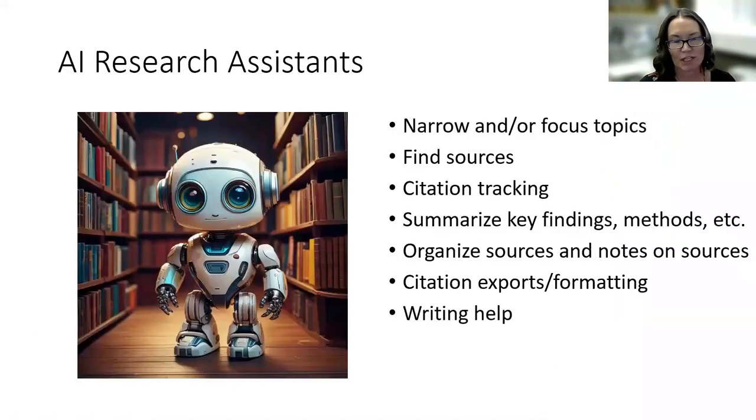Okay, so looking specifically at research assistants, these are AI tools that can help out during all stages of the research process. They can help with focusing a topic, finding sources, finding relationships between many sources, summarizing key findings, or getting other information from the articles. They can either send your data to a citation manager or help with citations, help with organizing, keeping notes. Some of them even offer writing help with the writing process.